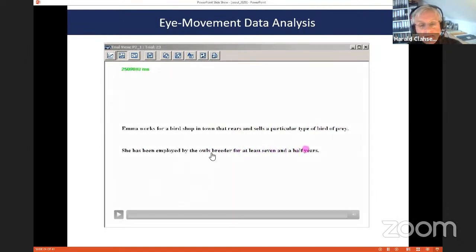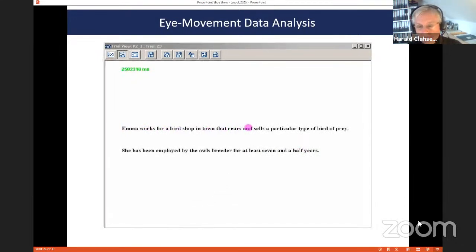Did you see what happened at Owl's breeder? I could just watch what happens at Owl's breeder. That's a critical word. And you can see that the eyes go into owls and then go back, right? So this is checking or whatever. Now move on.